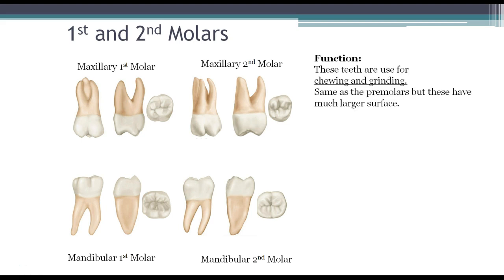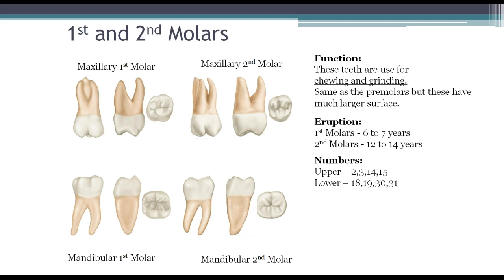These are used for chewing and grinding. Same thing as a premolar, just a larger surface area that it covers. These come out around the age of 6 to 14 years old, so by the time you hit teenage years, you should have these in your mouth.